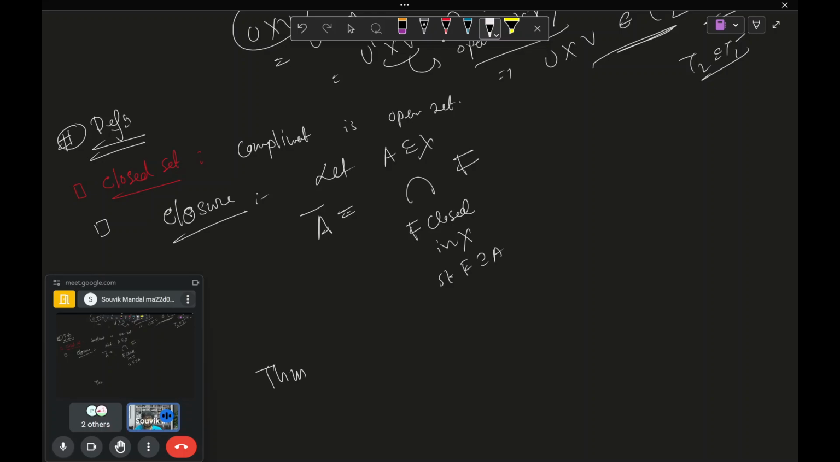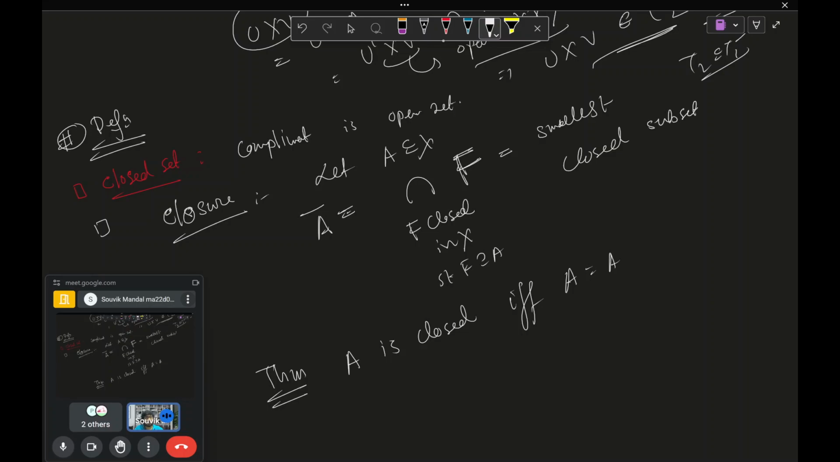And the theorem is that A is closed if and only if it is equal to its closure. Okay. And the same definition of closure is also written as the smallest closed subset of X containing A.